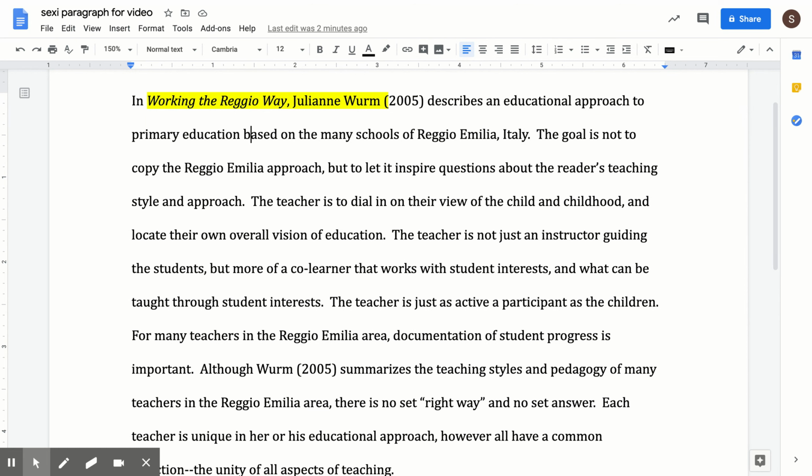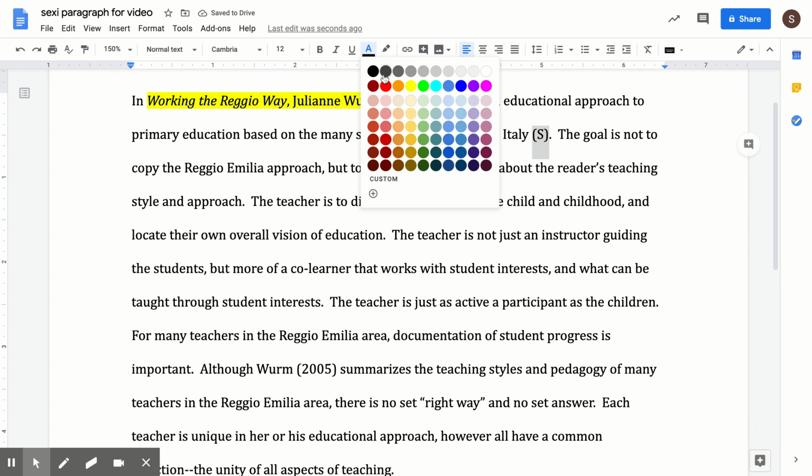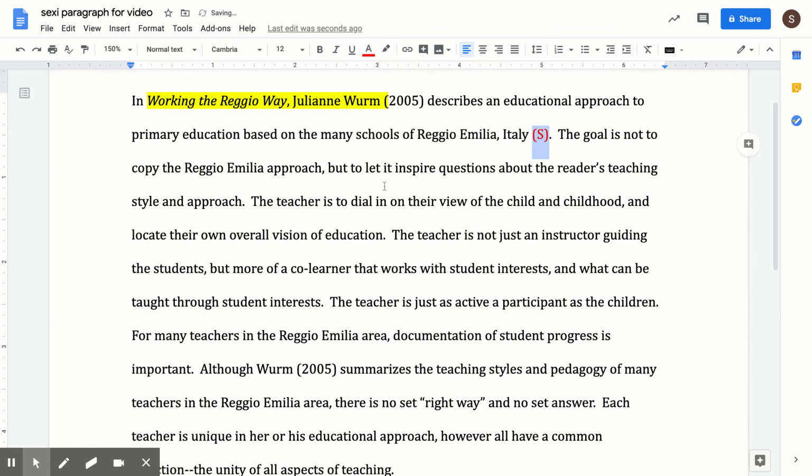Each sentence, is it a statement, an explanation, an example, or an interpretation? Okay, first sentence says, in Working the Reggio Way, Julianne Verme describes an educational approach to primary education based on the many schools of Reggio Emilia. Okay, that's good. That's a statement. Right, that's a clean statement. We would expect then for the rest of the paragraph to explain to us what the Reggio Emilia approach is.